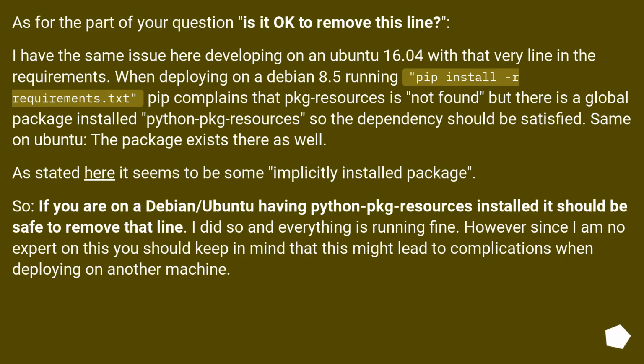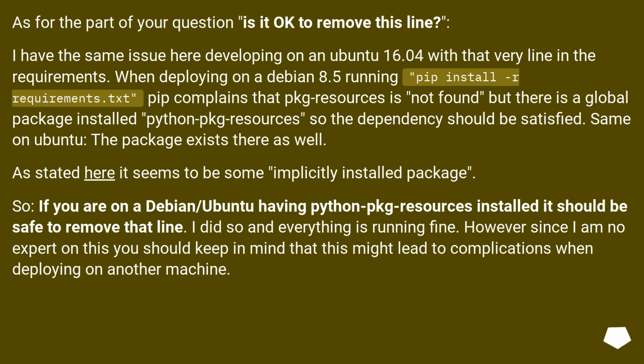As for the part of your question, is it okay to remove this line? I have the same issue here developing on an Ubuntu 16.04 with that very line in the requirements. When deploying on a Debian 8.5 running pip install of requirements.txt, pip complains that pkg-resources is not found, but there is a global package installed, python-pkg-resources, so the dependency should be satisfied. Same on Ubuntu, the package exists there as well.